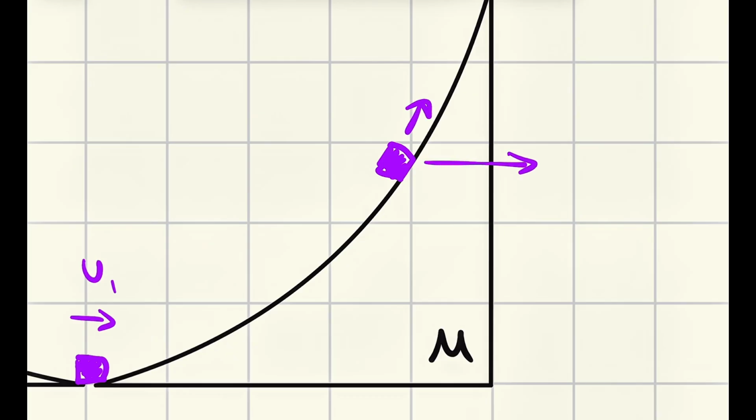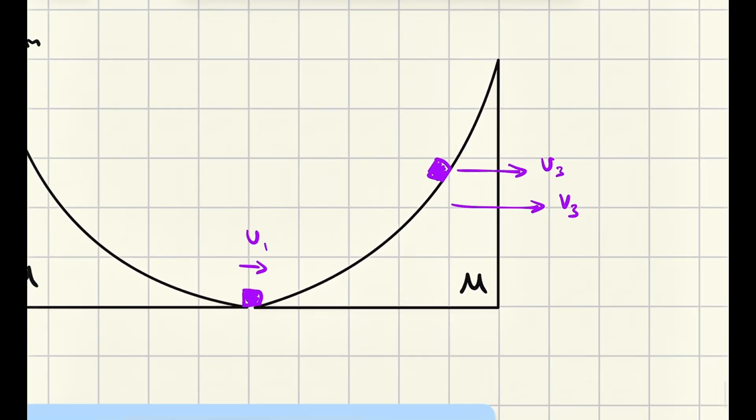Its velocity upward would be just 0 because it's the highest point. But it would still move to the right. Why? Because it still pushes this object. Both of them would go with velocity 3. And we need to understand this thing pretty well.